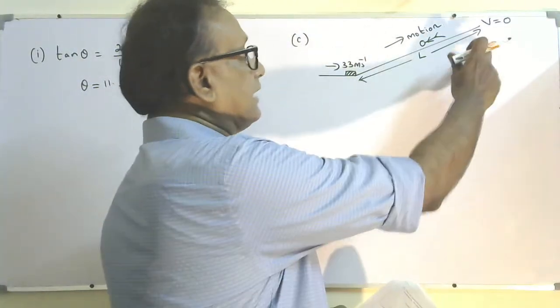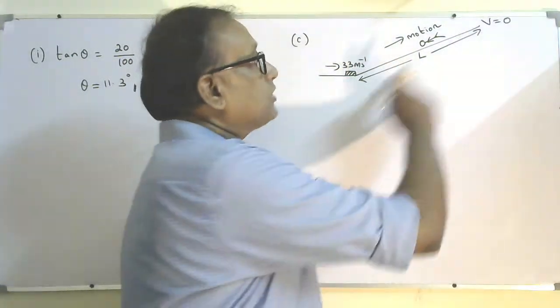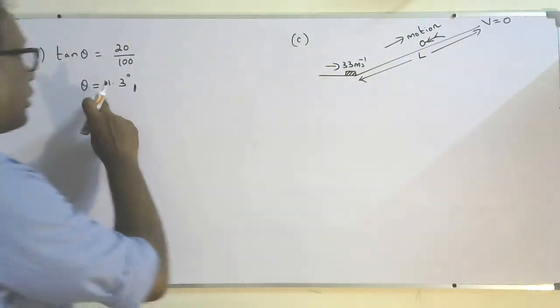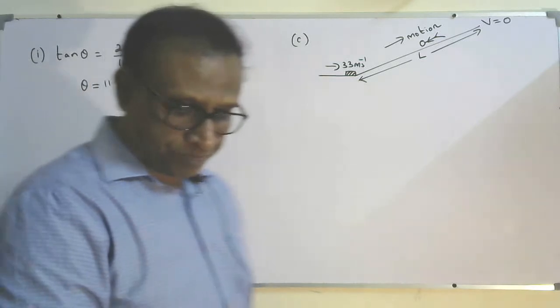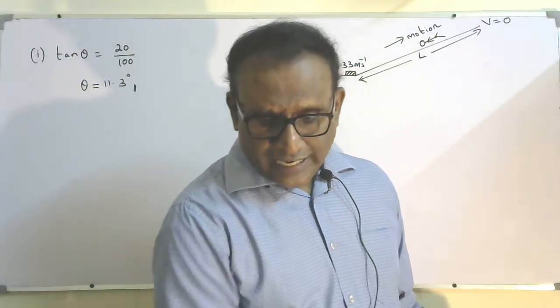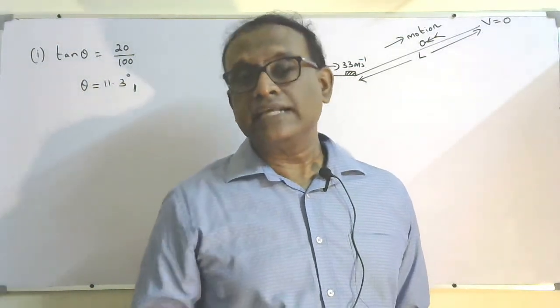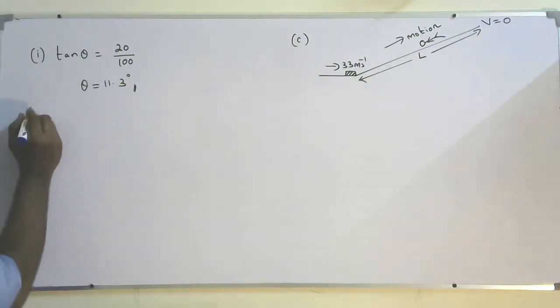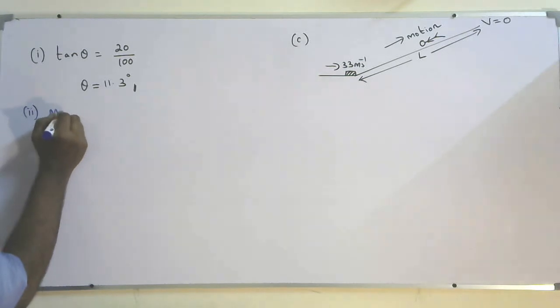Calculate the minimum length if you want to stop on the slope, which makes an angle of 11.3 degrees with the horizontal line. Okay, so this we can do in two different ways. One is by using Newton's laws of motion. So I'll do the C part, second part, method one.